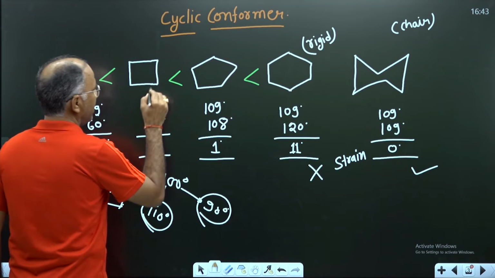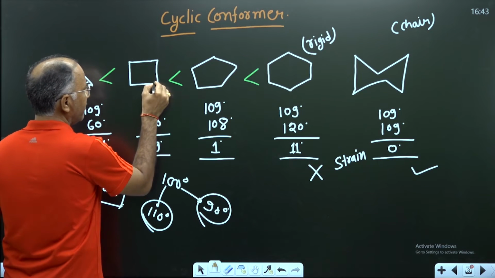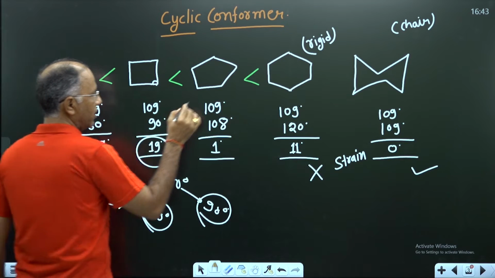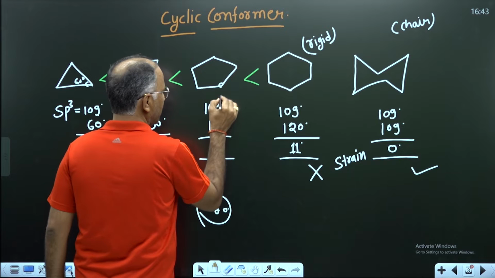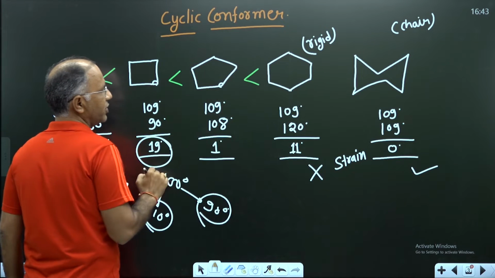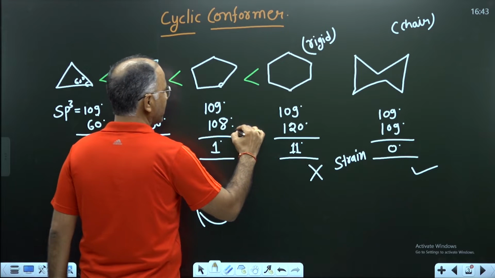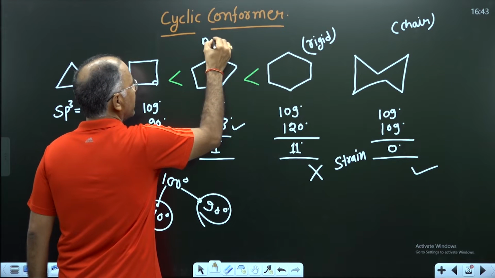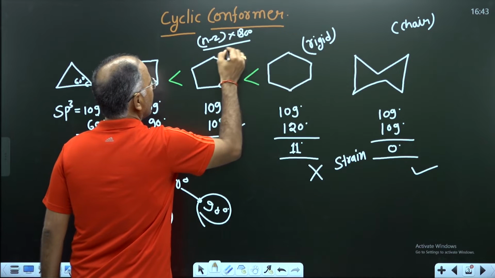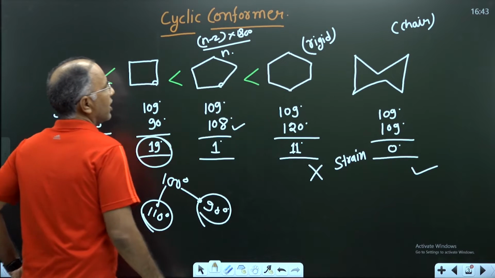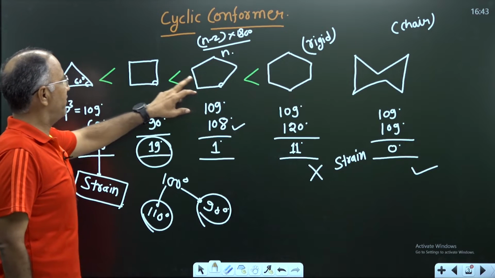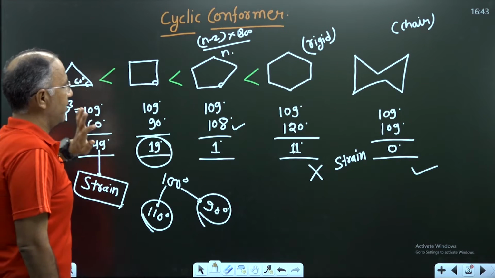Now in cyclobutane, the hybridization angle is 109, but the angle is 90 degrees. This means a strain of 19 degrees. Now in cyclopentane, the hybridization sp3 means 109 degree angle, but the actual angle is 108. Now how am I calculating this angle? We can calculate this angle by (n minus 2) into 180 by n. And what is the value of n? n means the number of sides. In this case, n will be 5, n will be 4, n will be 3.